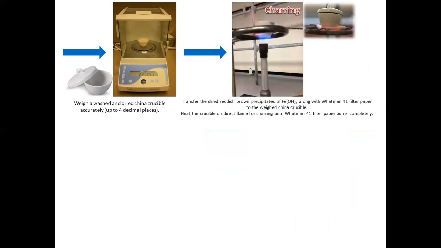Now, transfer the dried reddish brown precipitates of ferric hydroxide Fe(OH)3 along with Whatman filter paper to the weighed china crucible. Then heat the china crucible on direct flame for charring until Whatman 41 filter paper burns completely. So this process is called charring, which is actually partial combustion or burning.